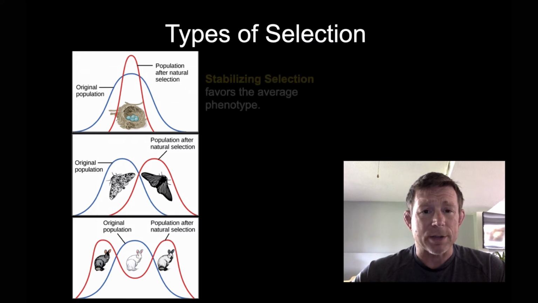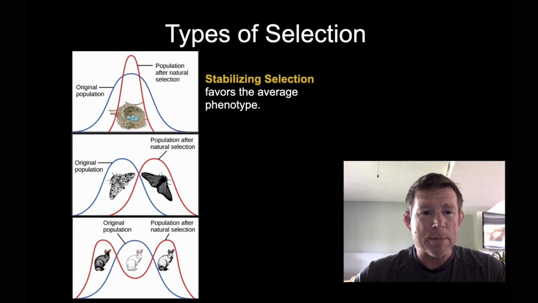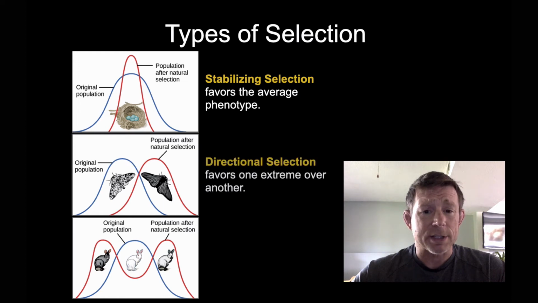First is called stabilizing selection, and this is where the group in the middle, if we look at every organism in a population, it's the group with the median version of a trait, the one in the middle, that is the most fit. And so this kind of makes a population or a graph of a population become a little narrower and taller, and those on the extremes are less fit, and so they usually don't survive to pass on their traits. The next type of selection is called directional selection.